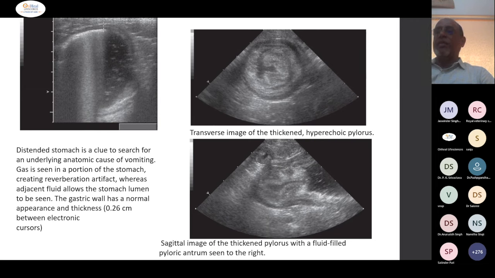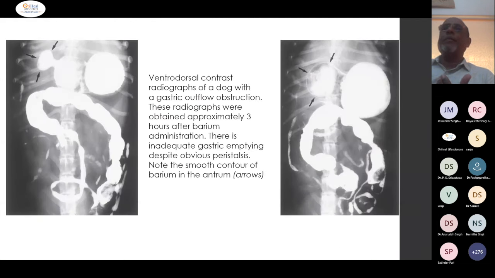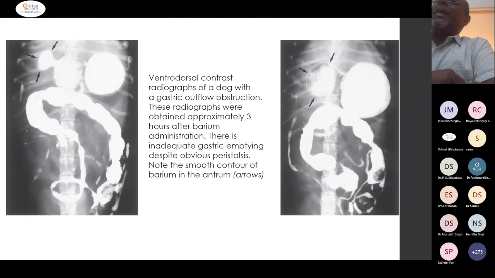And the surgical image of the thickened pylorus with fluid-filled pyloric antrum. The antrum contains the dark area you see, that anechoic area is the antrum. And the hyperechoic area is the pylorus. So we can diagnose pyloric stenosis very easily with ultrasound. If it still requires further workup, we'll have to go for endoscopy. A ventrodorsal contrast radiograph is also highly diagnostic.